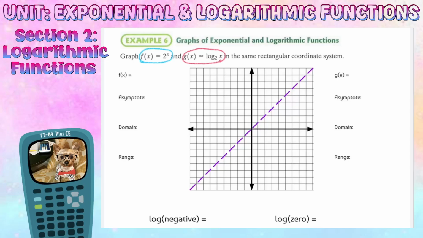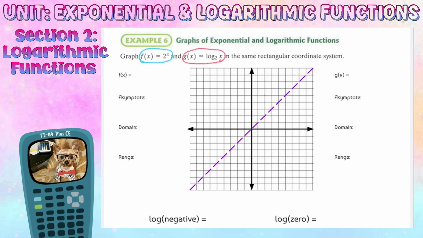Hey everybody, in this video we are looking at example 6 in section 2, logarithmic functions of the unit on exponential and logarithmic functions. We are going to analyze the relationship between the graphs of both an exponential and its inverse logarithmic function on the same rectangular coordinate system. We're going to talk about the asymptotes, the domain, the range, and what happens if you try to take the log of a negative or the log of 0, and how that corresponds to an exponential function. So let's get into it.